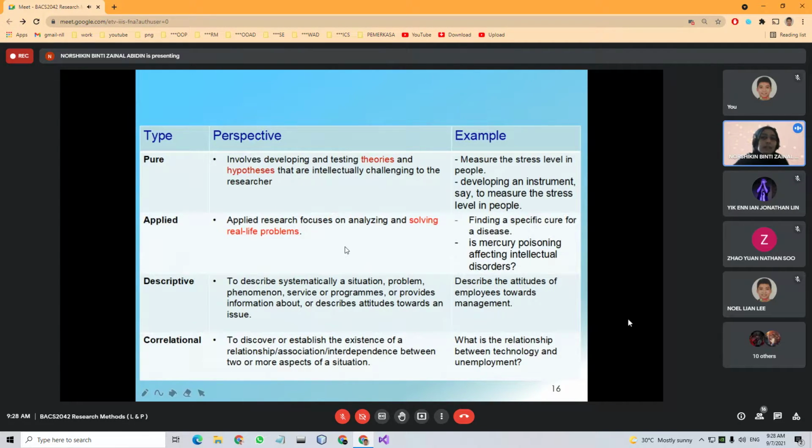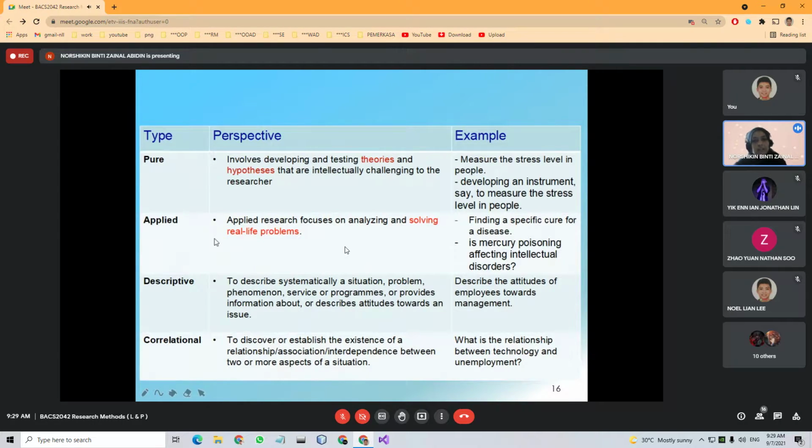Here, let me summarize this for you guys. Pure research is the original idea or original research of your research. That means you want to conduct something that is new to your field, or something challenging to your research, something challenging to you as a researcher.